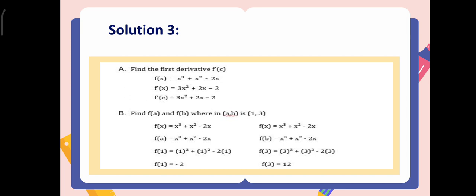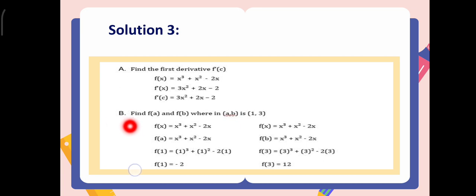So, let us first find the first derivative. We already found the first derivative. The first derivative of our function x cubed plus x squared minus 2x, f prime of c, is equal to 3x squared plus 2x minus 2.